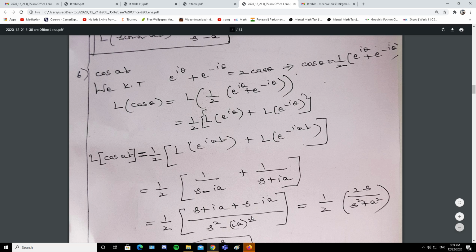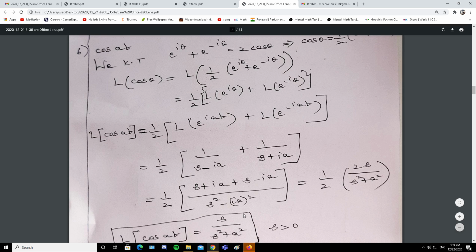So take the LCM. So s square minus ia the whole square. So denominator is s square plus a square. Numerator it is 2s. So 2 gets cancelled. So Laplace of cos at is s by s square plus a square, s greater than 0.